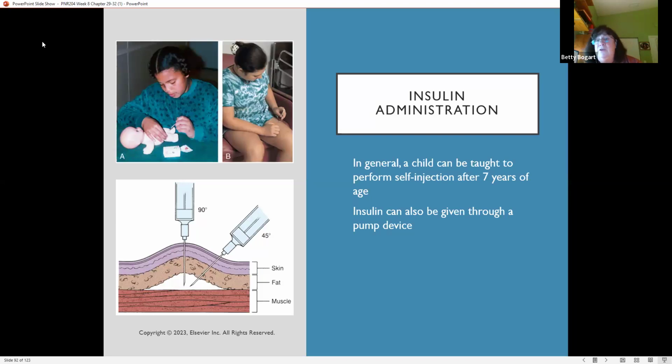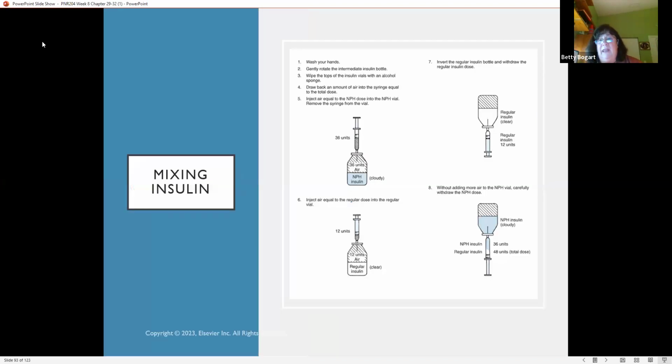Insulin. Children do give their own, and I've watched it. They do well. I've watched them do their own blood sugars. I've watched them readjust their insulin pumps to give boluses. So when they're able to, let them use it.